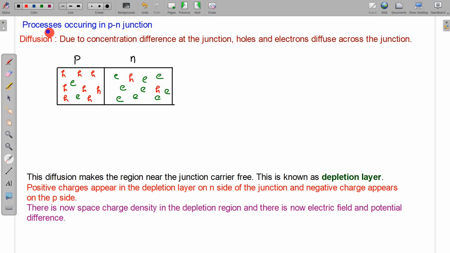So let us first take the diffusion process. What is this diffusion process? Due to concentration difference at the junction, and this is the typical p-n junction, on one side we have acceptor atom impurities in large number, and on the other side we have donor atom impurities in large number. So this side is the p side and this side is the n side. Overall this material is neutral. There is no charge.